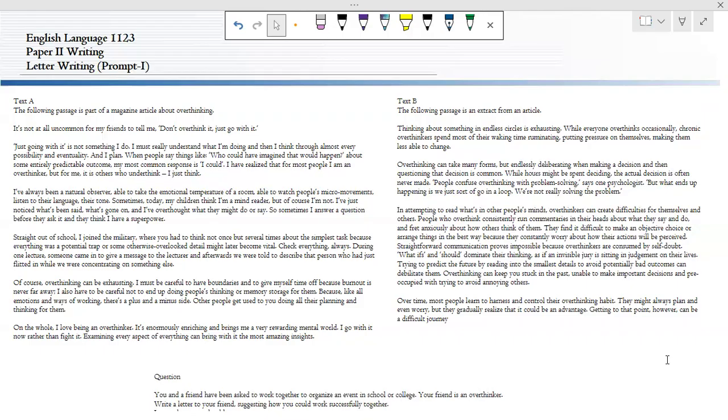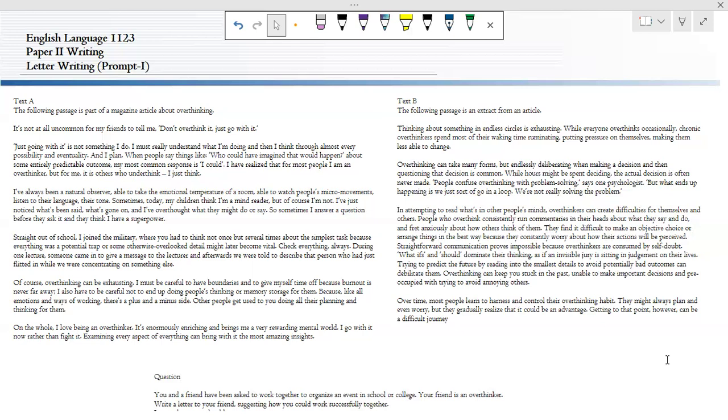People confuse overthinking with problem solving, says one psychologist. But what ends up happening is we just go in a loop. We are not really solving the problem. In attempting to read what is on people's minds, overthinkers can create difficulties for themselves and others.